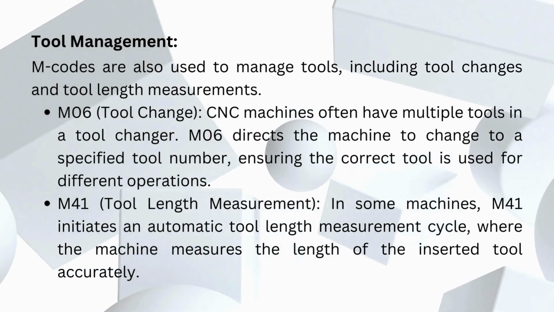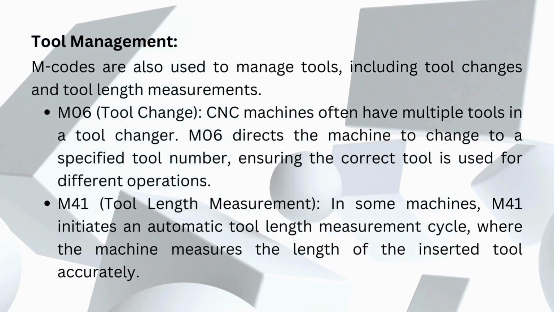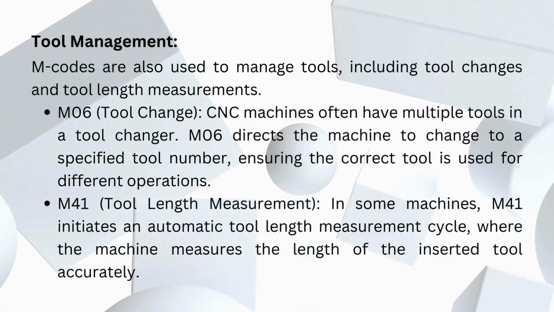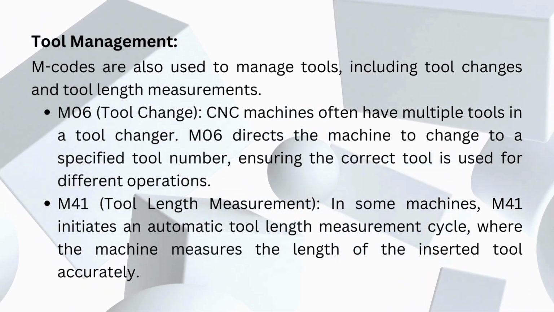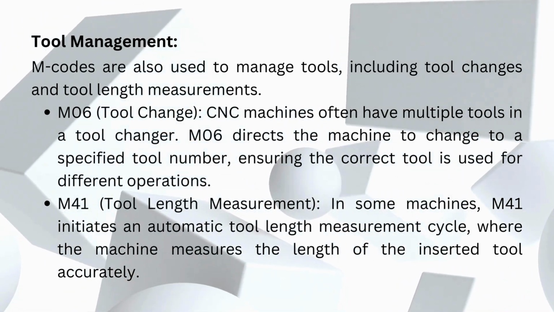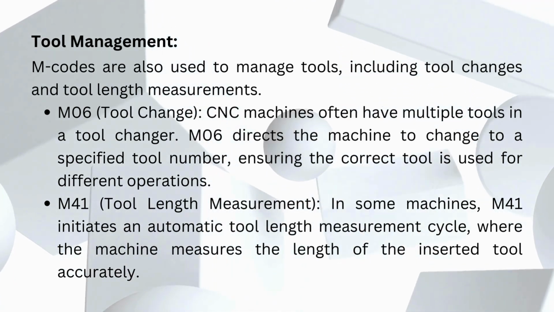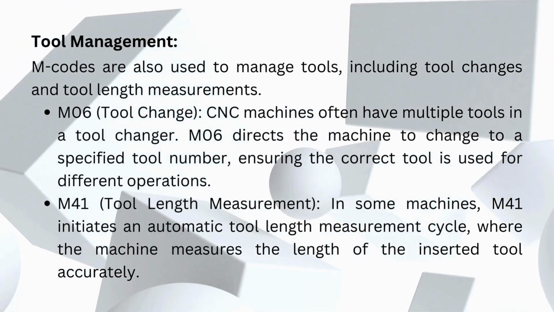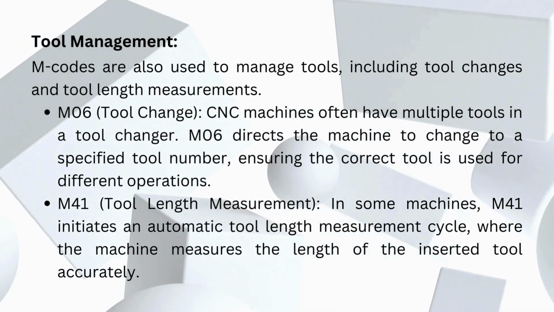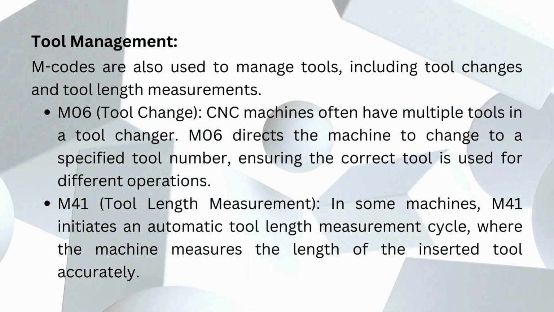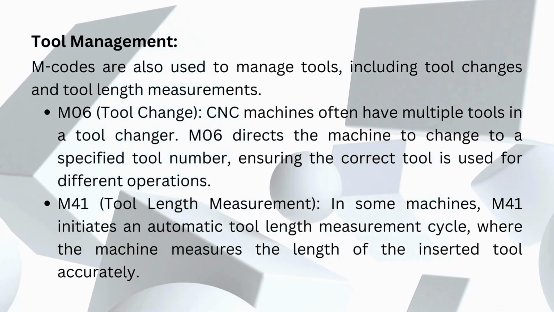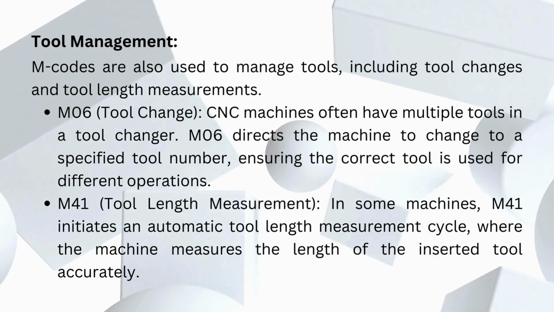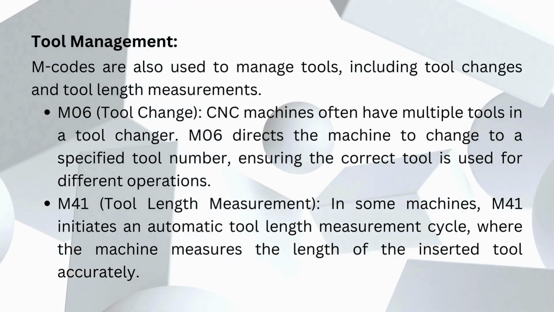Tool management. M codes are also used to manage tools, including tool changes and tool length measurements. M06, tool change. CNC machines often have multiple tools in a tool changer. M06 directs the machine to change to a specified tool number, ensuring the correct tool is used for different operations. M41, tool length measurement. In some machines, M41 initiates an automatic tool length measurement cycle, where the machine measures the length of the inserted tool accurately.